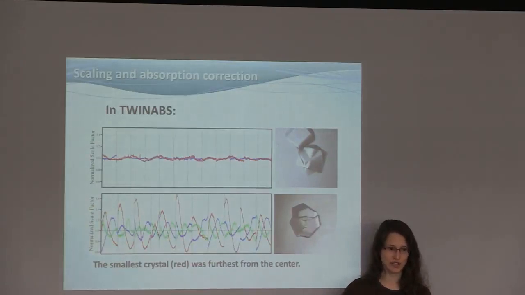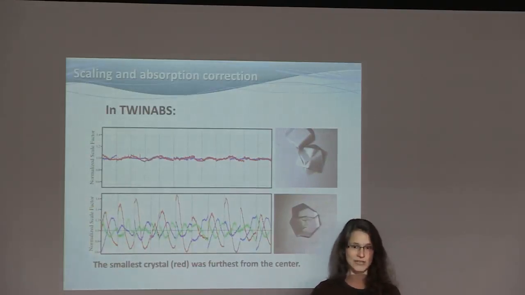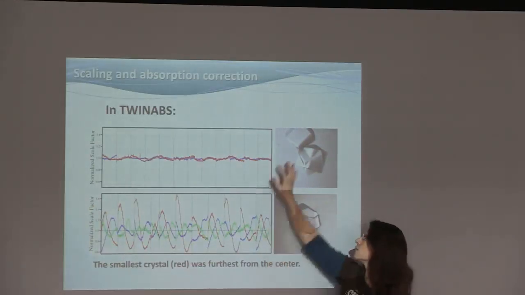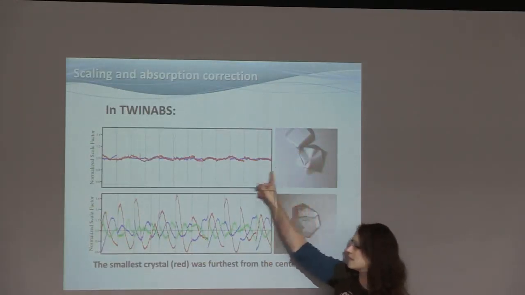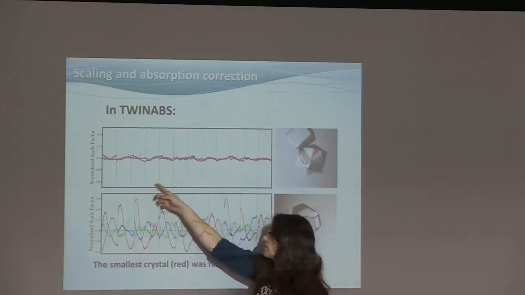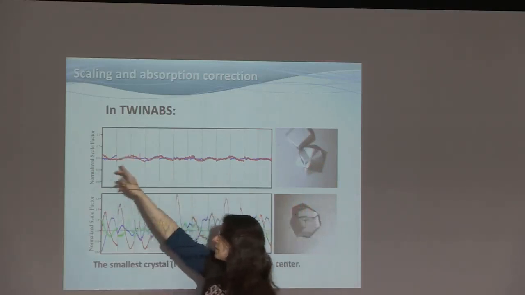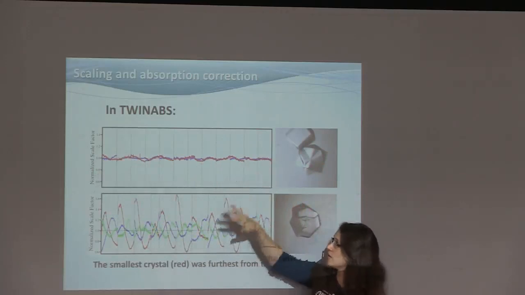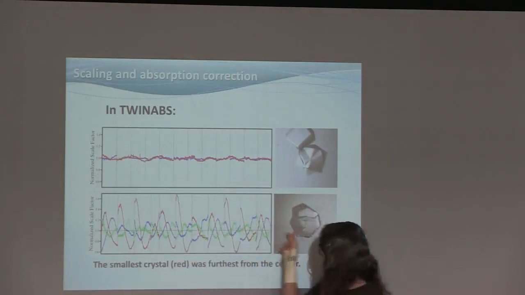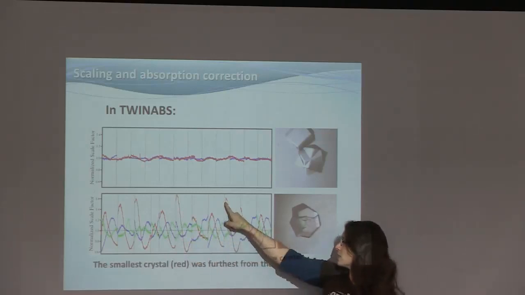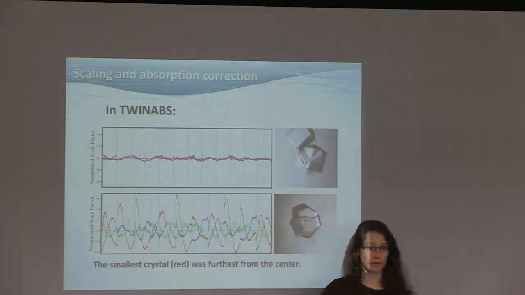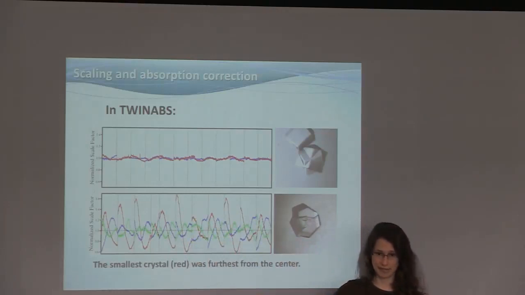Scaling and absorption correction are another problem. As I said, the crystal cannot often be centered completely. So for this crystal, we could center both domains pretty well, and the scale factor, so this is number of images, and this is scale factor, pretty good, close to 1. But for this one, the scale factor goes up and down. Supposedly, the red line coming from the domain that was the farthest away from the center during the measurement.